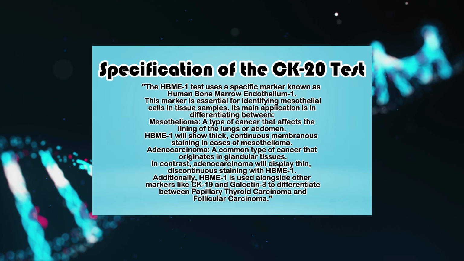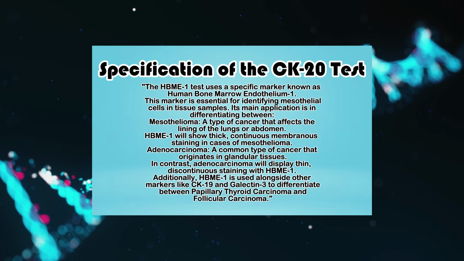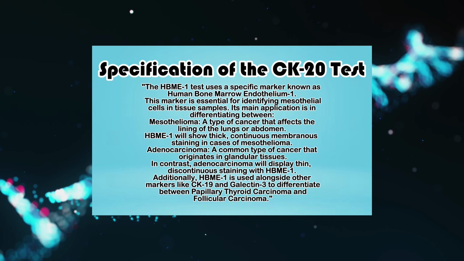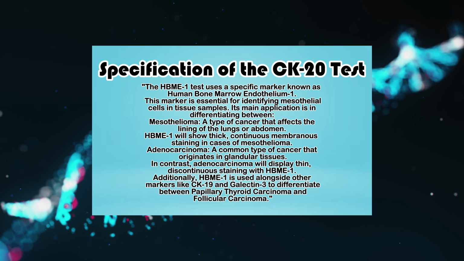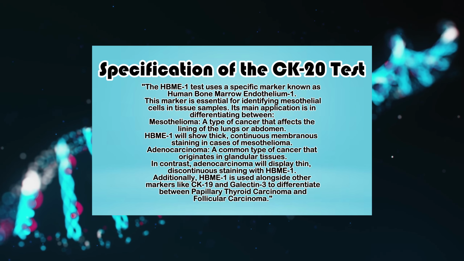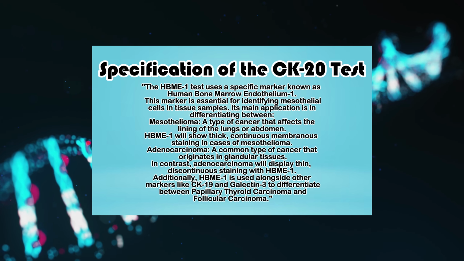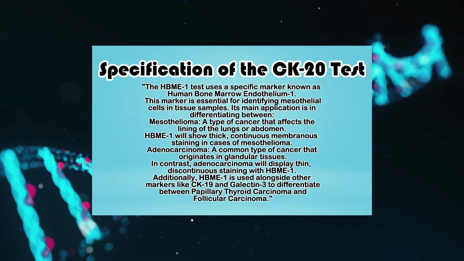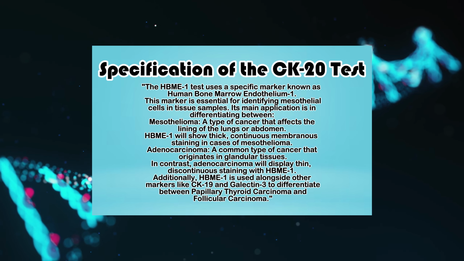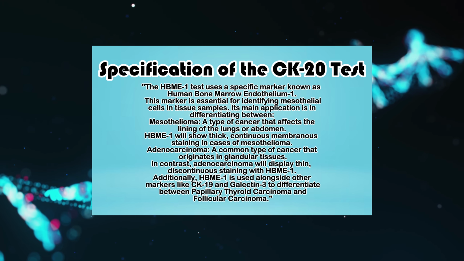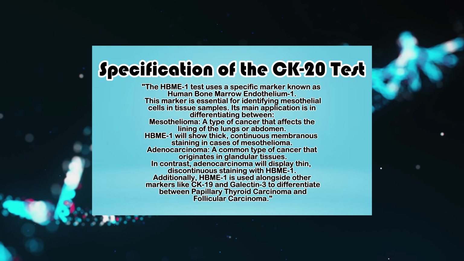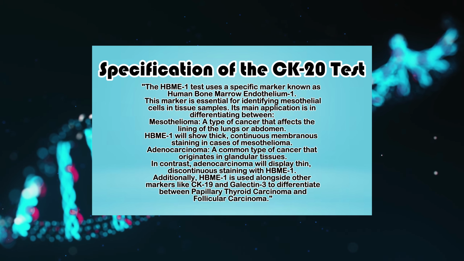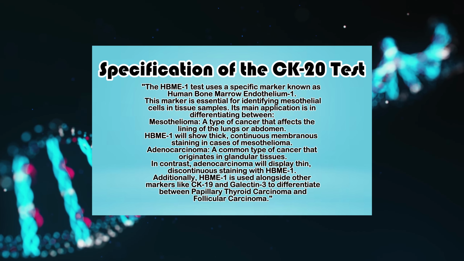Adenocarcinoma, a common type of cancer that originates in glandular tissues. In contrast, adenocarcinoma will display thin, discontinuous staining with HBME-1. Additionally, HBME-1 is used alongside other markers like CK-19 and Galectin-3 to differentiate between papillary thyroid carcinoma and follicular carcinoma.